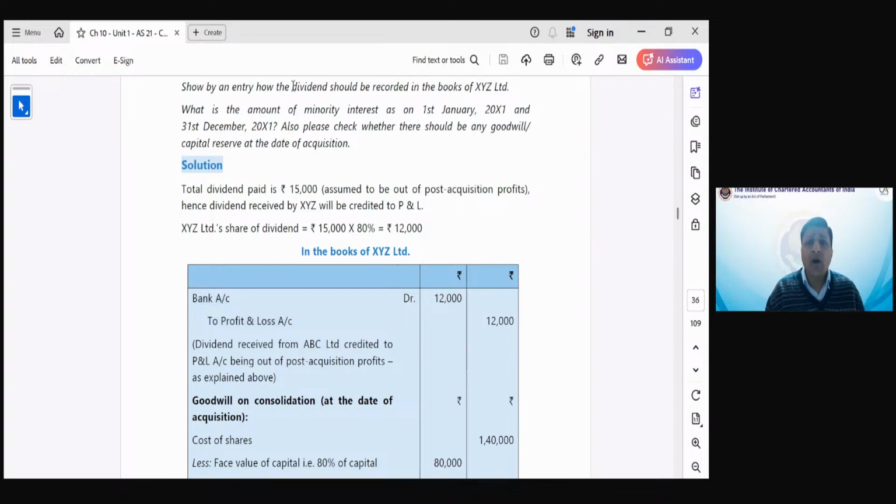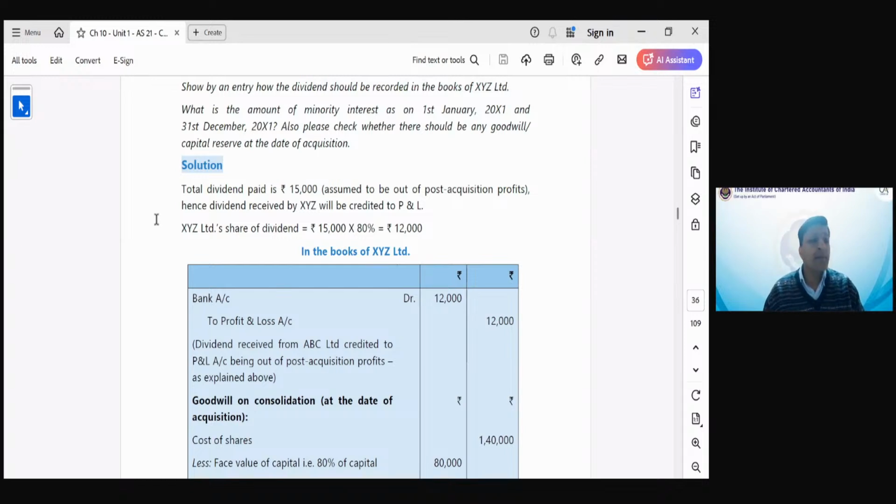The question says, how should this dividend be recorded by XYZ? So every time the holding company records a dividend, what do you need to check? Whether that dividend is paid out of post acquisition profits or pre acquisition profits. For post acquisition profits, we have discussed the accounting treatment. Everyone clear?